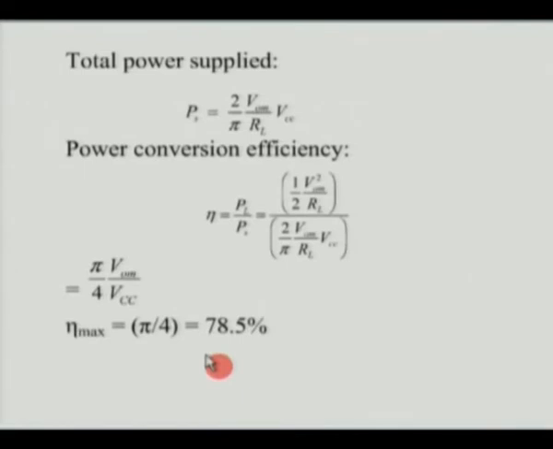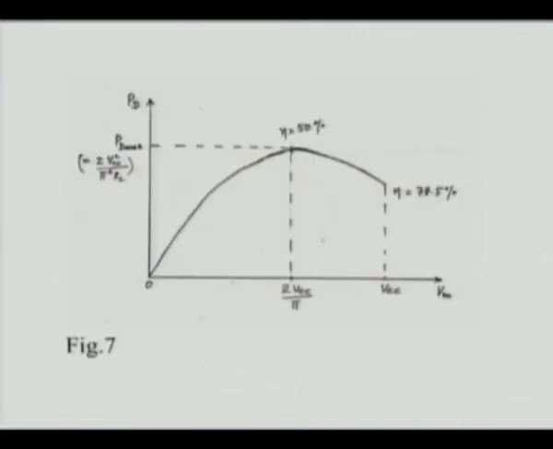Compare this with the class A amplifier. With the class A power amplifier, we said the maximum possible was 25%. Now there is a lot of difference between 25% and 78.5%, an extremely large difference. So now we are very, very clear why we are interested in class B amplifier. We see that the interest in class B amplifier is primarily from the point of view of efficiency.